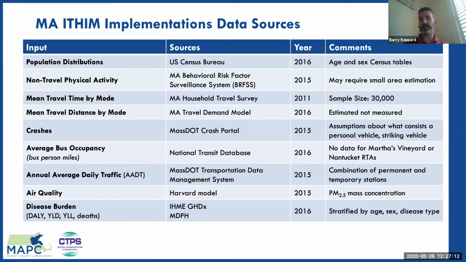Something that may not be as familiar with the work that you do is the Massachusetts Behavioral Risk Factor Surveillance System. And so this is a self-report survey that's done typically annually or sometimes aggregated over a series of years. But that gives us essentially a better sense of things around physical activity to account for non-transportation physical activity elements. So these are the things that have been used to calibrate and to kind of set up ITHIM so that it would work well for the MPOs within Massachusetts.